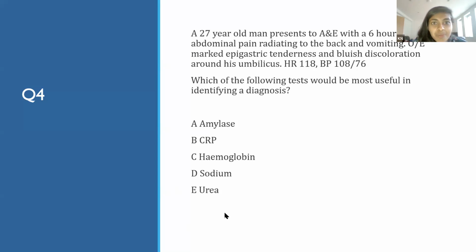Yeah. So the big clues in this question are, he's got epigastric pain and epigastric tenderness. It's pain radiating to the back. And the big one here is this bluish discoloration around the umbilicus. This is pointing towards Cullen's sign. So all of this is saying this is someone you're worried about, you're thinking about pancreatitis, which is why you want to do an amylase on this gentleman. But yeah, most of you got that right. So let's go on to the next one.